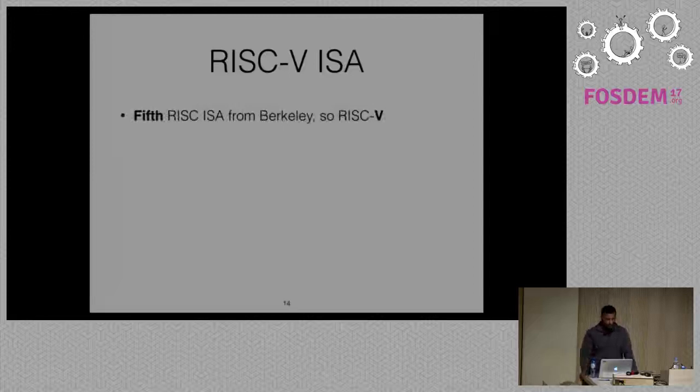So this is the 5th RISC ISA from Berkeley, so it's RISC-V, with the Roman numeral 5, or V. And the nice thing about RISC-V is it's a modular ISA. It has a simple base instruction set that's fairly small, and then you can layer extensions on top of it. So it has this base plus extension model.